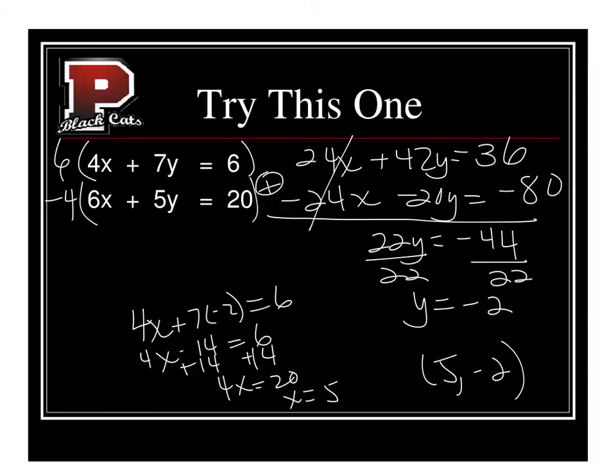Alright, what I got for my answer was x is equal to 5 and y is equal to -2. Remember, when we put them in ordered pair format, we always put them in alphabetical order. X comes before y in the alphabet, so the answer for x comes before y in the ordered pair.